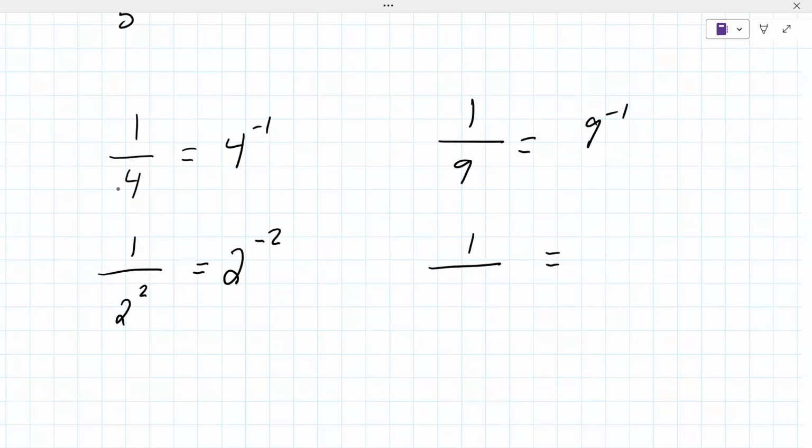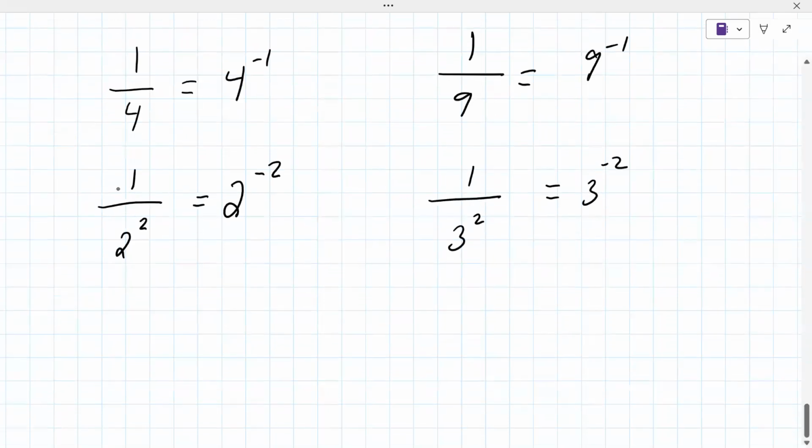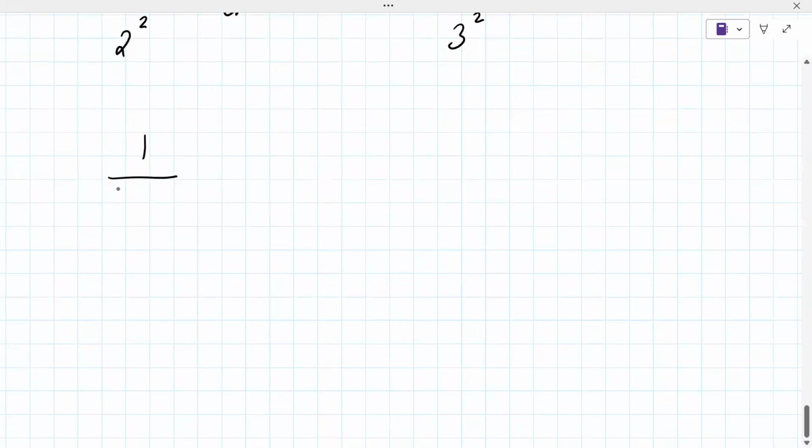Well, are you trying to say that that's 3 squared, basically? Okay, good. So 3 to the -2. Good. Let's try another one here. How about 1 over 16? 16 to the negative 1. Okay.